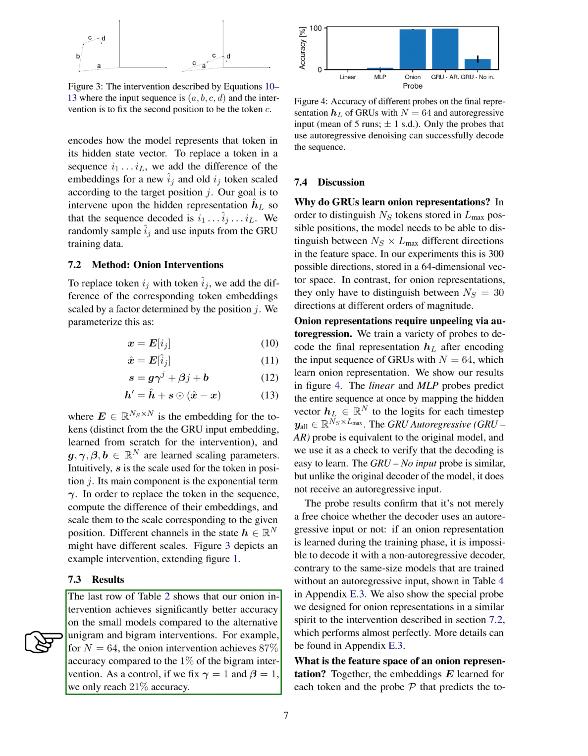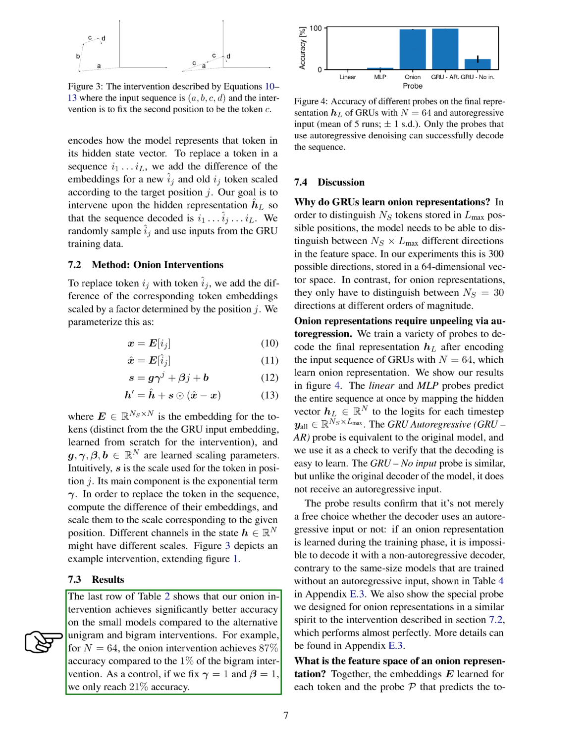Our results show that the onion intervention significantly outperforms unigram and bigram interventions, achieving 87% accuracy compared to just 1% for the bigram intervention when using a model with 64 dimensions. If we fix certain parameters, our accuracy drops to 21%.